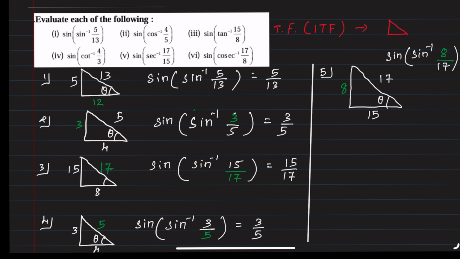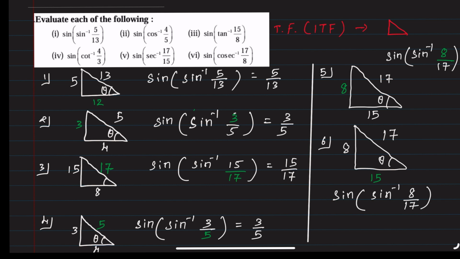Similarly for the sixth sum, okay, we can use the right angle triangle, angle theta. Cosec is always hypotenuse upon opposite. So according to the triplet, it would be 15. Again, sine of, instead of cosec inverse, I will write sine inverse. Sine is opposite upon hypotenuse, so it is 8 by 17. So the final value is 8 by 17.